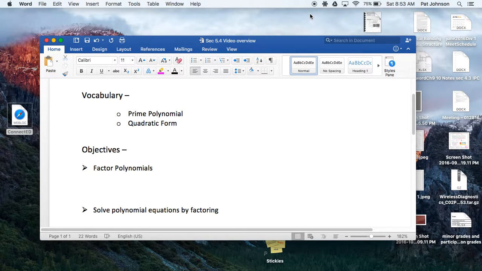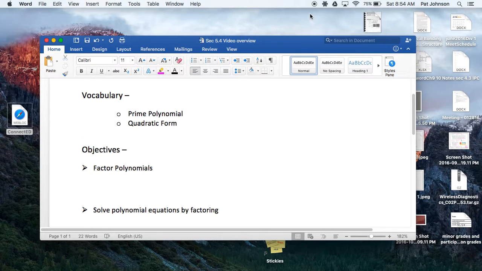Polynomial equations. Our objectives are going to be to factor polynomials and solve polynomial equations by factoring. The vocabulary we're going to learn here is prime polynomial and quadratic form. So far we've learned to factor quadratics, pretty simple. So we're going to learn a few different ways with bigger polynomials with higher degrees than 2.